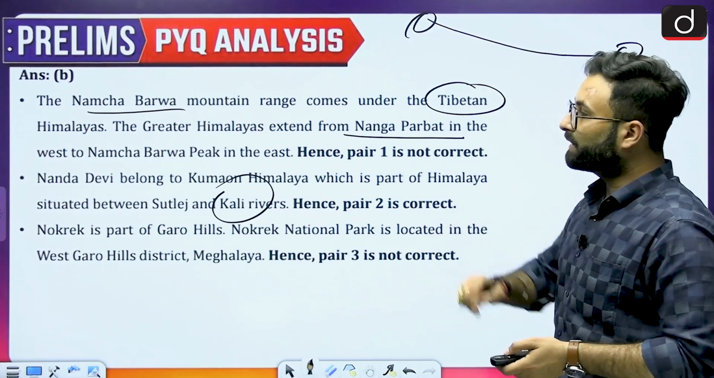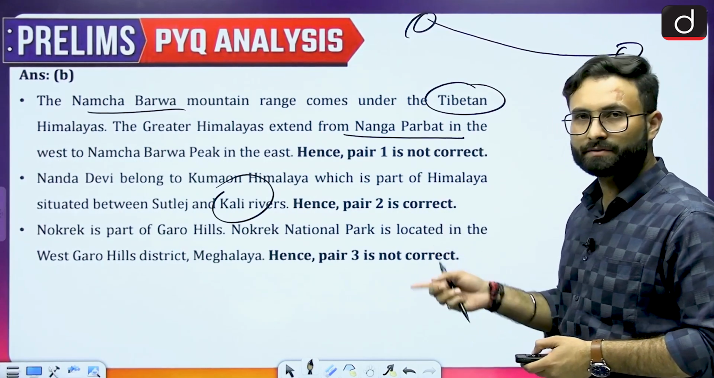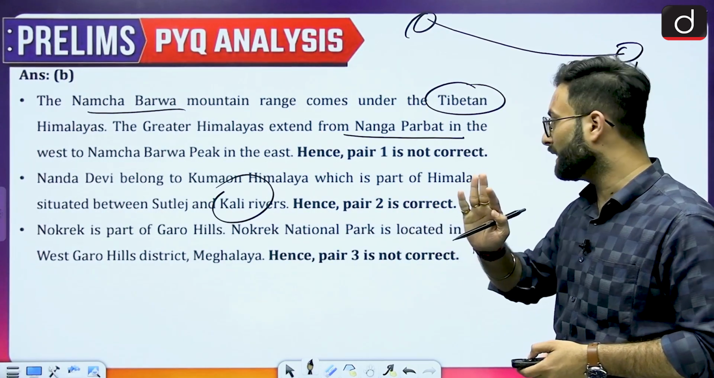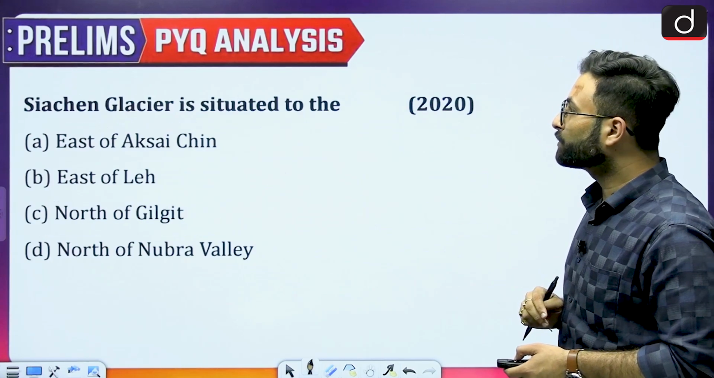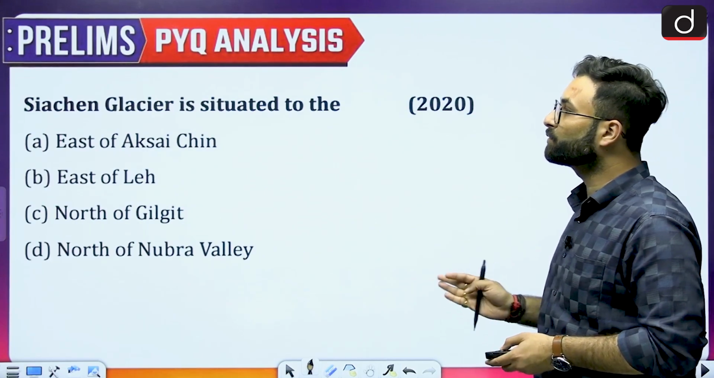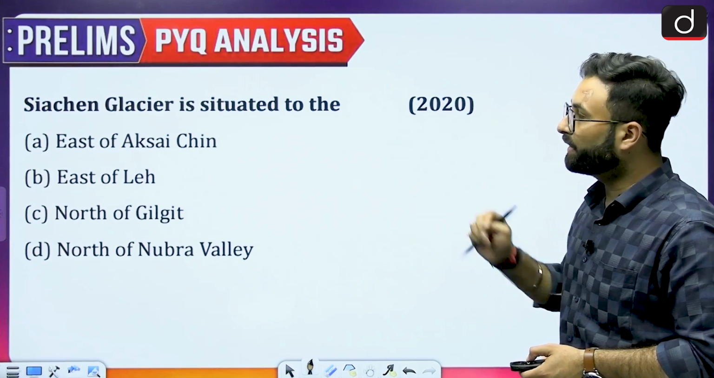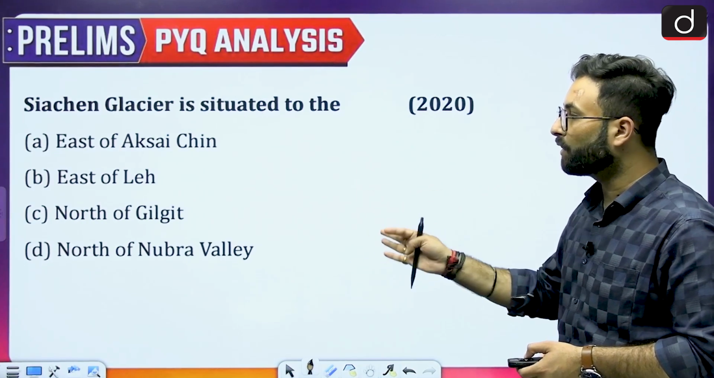Okay. Coming to the next one, Nokrek is part of Garo Hills, which we have already seen. Garo Hills are there in Meghalaya, so that is there. Now coming to the next one, Siachen Glacier is situated to east of Aksai Chin, east of Leh, north of Gilgit, or north of Nubra Valley.